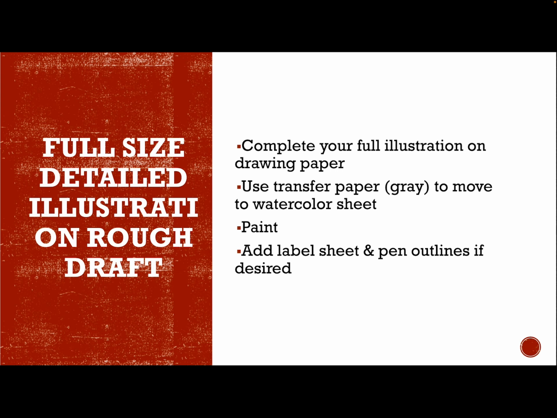We will then tomorrow start a full-size detailed illustration rough draft. Okay, so your full illustration will get made on a sheet of paper from your sketchbook. We will then use the transfer paper to move it to the watercolor sheet before we paint. Now this full-sized illustration will take us a couple of days to create. And then, like I said, it becomes the first layer of our illustration before we start painting and finishing next week. So that gives you some idea of kind of the trajectory.